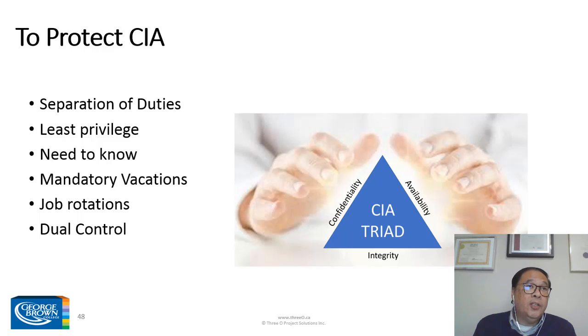Another one is job rotation. Okay, this is common in the bank. Your branch manager usually gets rotated every 2 to 3 years. You don't want them to be too entrenched in a branch, knowing all their customers, and who knows, they might do some fraudulent activities because they are just so familiar with that particular setup. So job rotation is a tool to protect CIA.